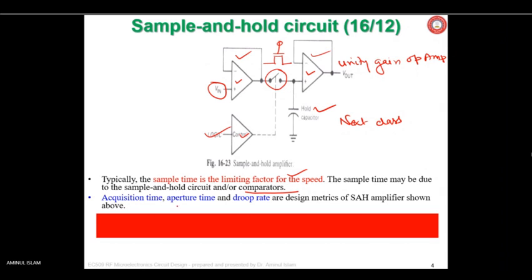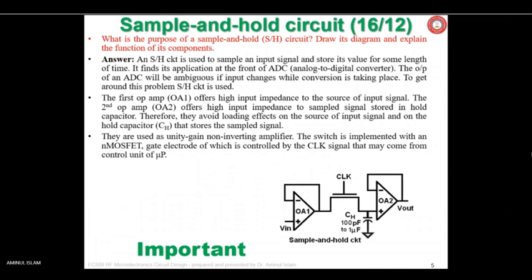Acquisition time, aperture time, and droop rate are the design metrics of sample and hold circuits. Okay, sample and hold circuits. These are the few terminologies you have to remember. What are those? Acquisition time is what? Aperture time is what? And droop rate is what? Okay, this is related to the sample and hold circuit.